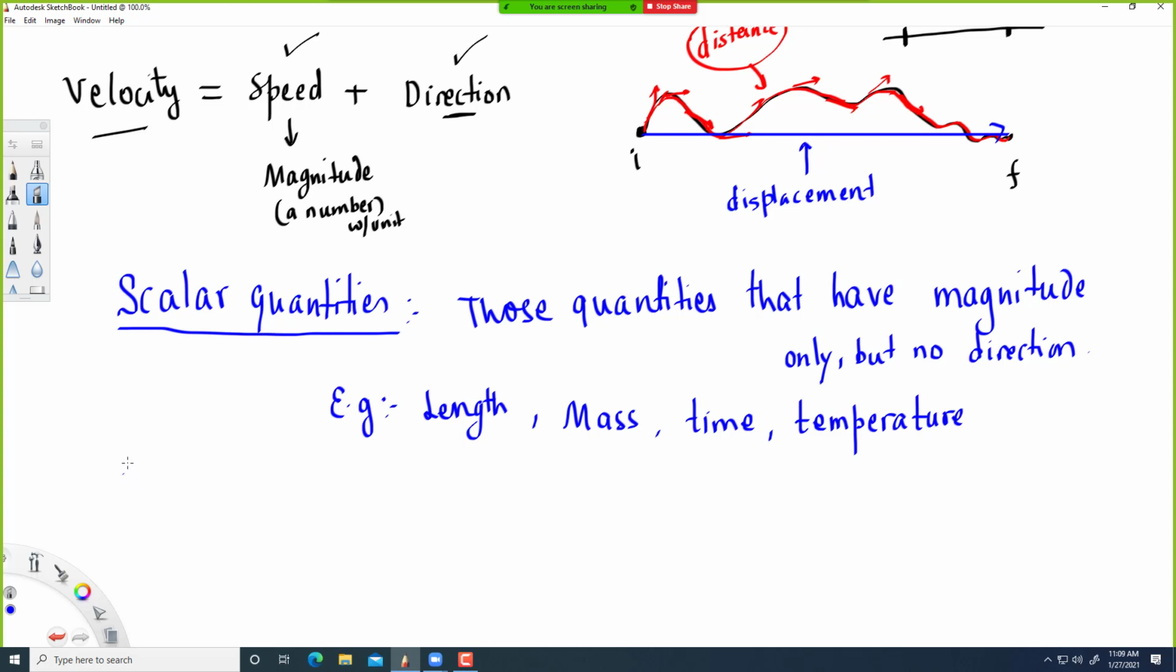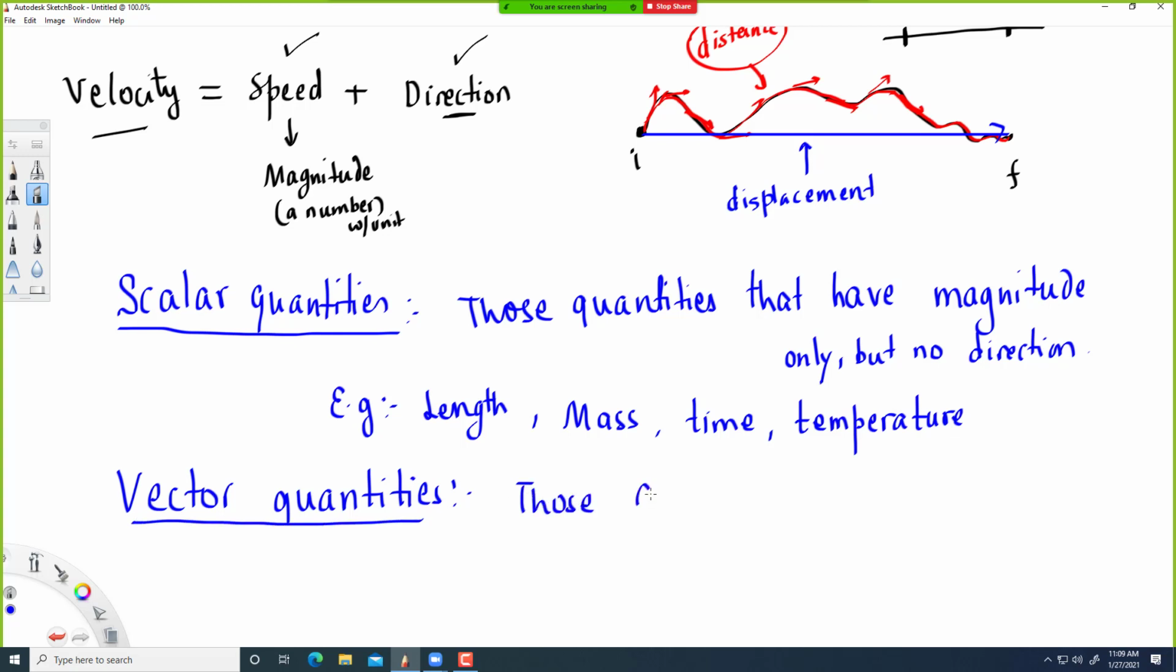Likewise, we have vector quantities. Those quantities that have both magnitude and direction.